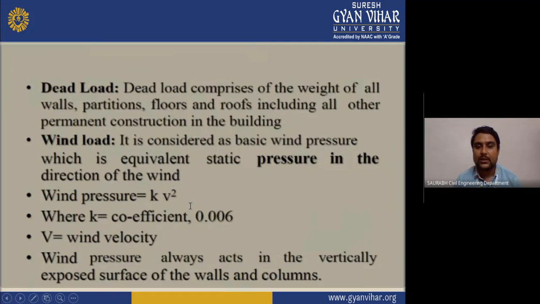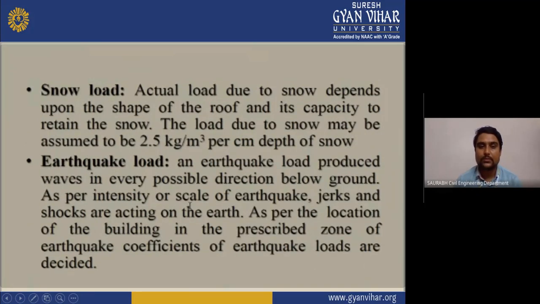Wind load. It is considered as a basic wind pressure, which is equivalent to static pressure in the direction of wind. Wind pressure will be equal to K into V square, where K is the coefficient which is equal to 0.06 and V is the wind velocity, and wind pressure always acts on the vertically exposed surface of walls and columns.